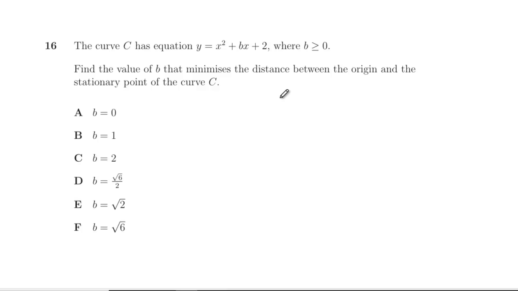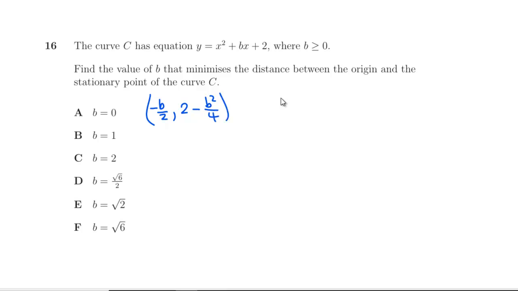16. The curve C has got that equation, b is greater than or equal to 0. Find the value of b that minimises the distance between the origin and the stationary point of the curve C. Okay, so the minimum point we can get by completing the square. So that is going to be at minus b over 2, and then we'd have 2 minus b squared over 4.